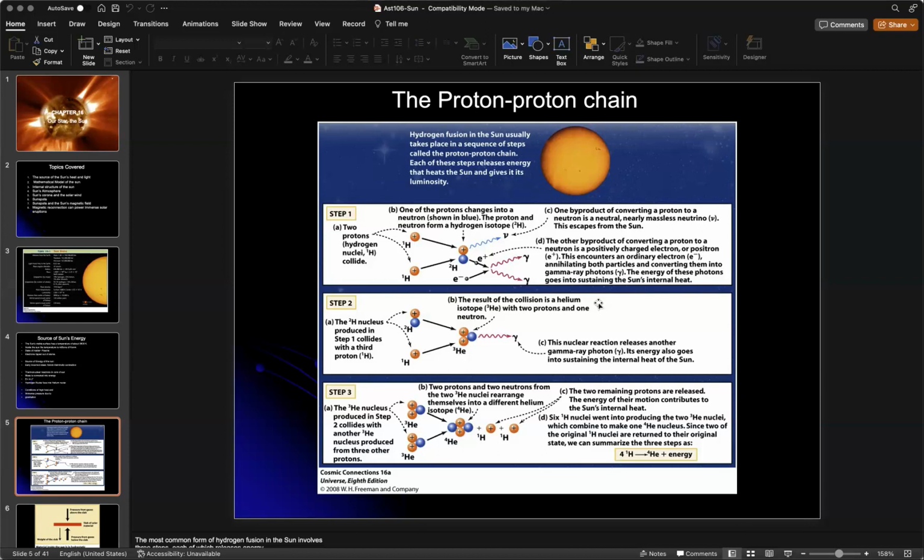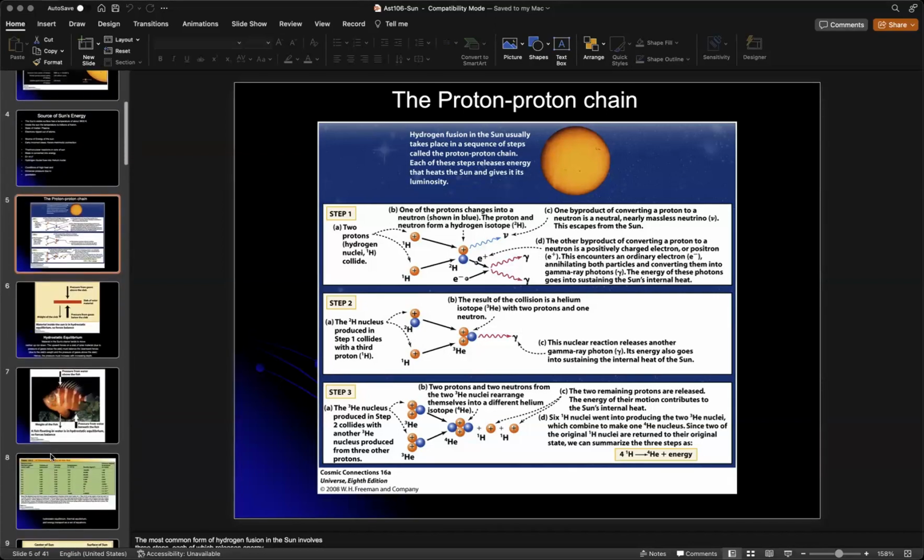And then 2 of such tritium nuclei combine together to form a helium nucleus and then liberate 2 protons. So in summary, what happens is 4 hydrogen nuclei, or 4 protons, come together to form a helium nucleus, and an immense amount of energy is released. This is the source of energy of the sun.